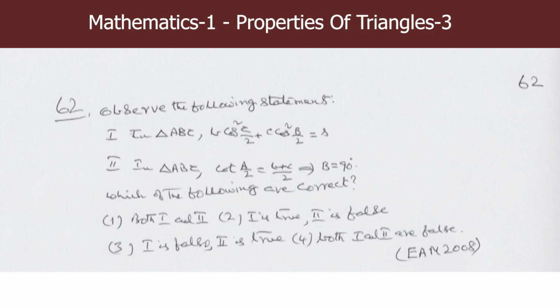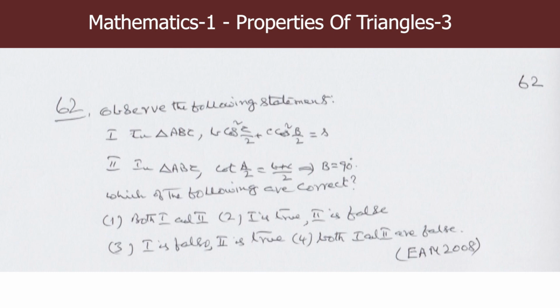In triangle ABC, b cos² (C/2) + c cos² (B/2) = s. And the second statement: in triangle ABC, cot (A/2) = (b + c)/a implies B = 90 degrees. That is the second statement. Now, which of the following are correct?